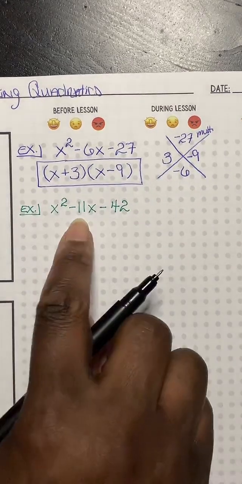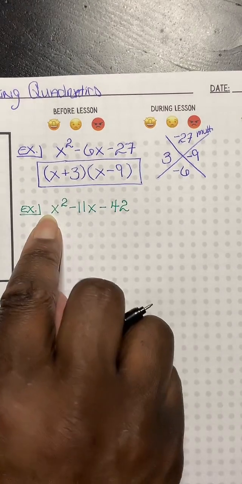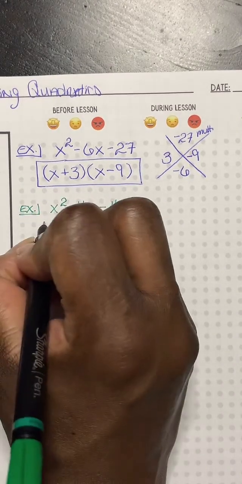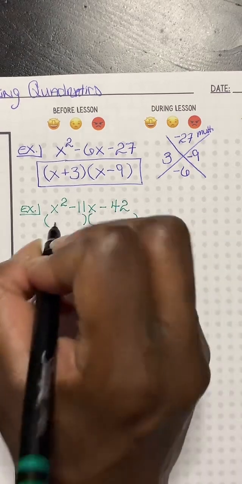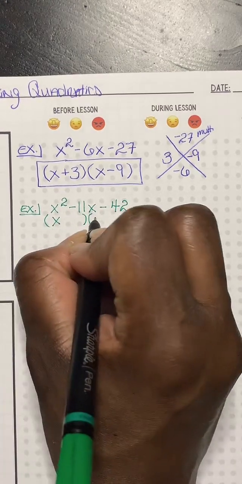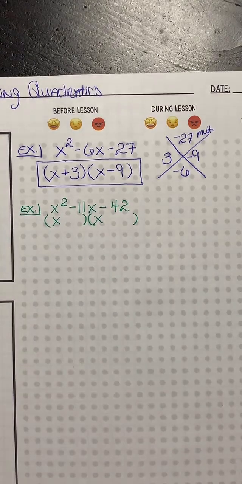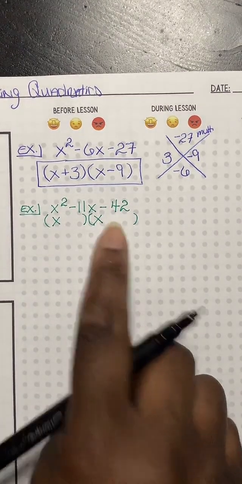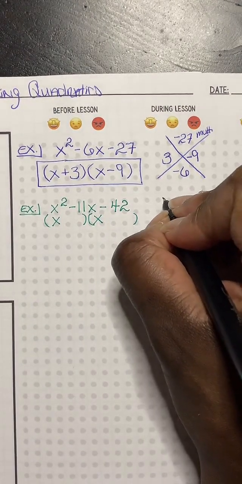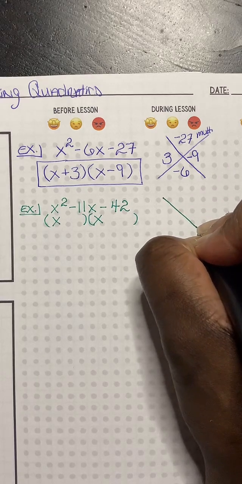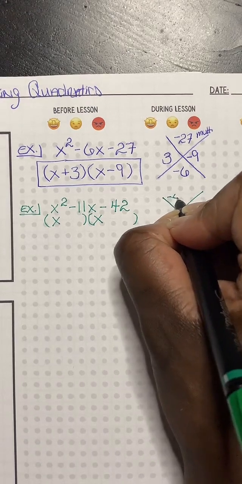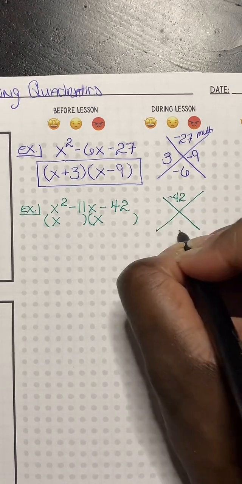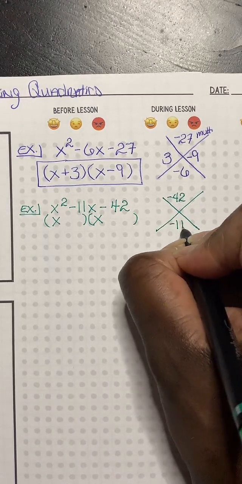Okay, so now my leading coefficient is 1. So right away, all I'm doing is splitting my x's. So now I need two numbers multiplied together to give me a negative 42 and add together to give me a negative 11.